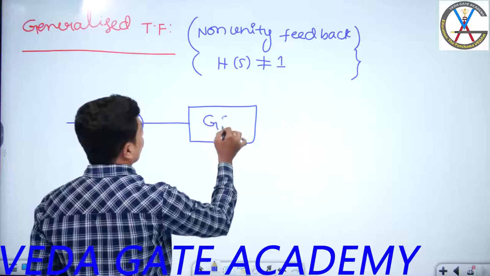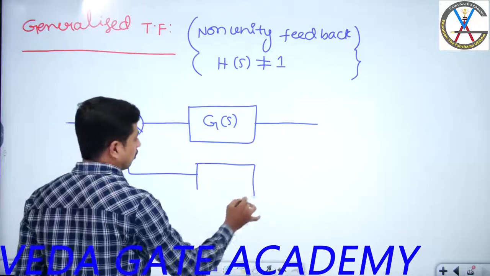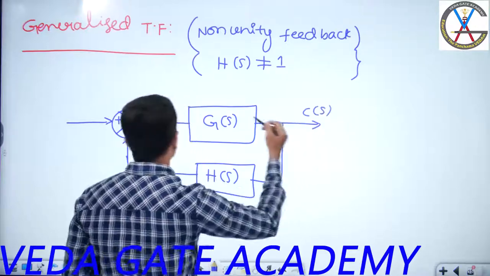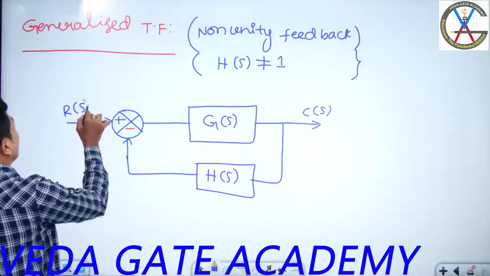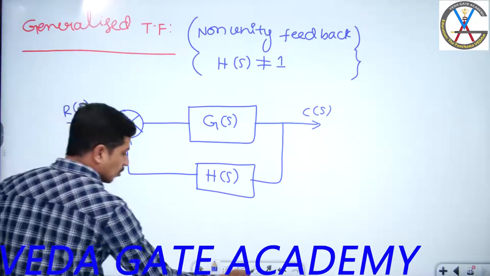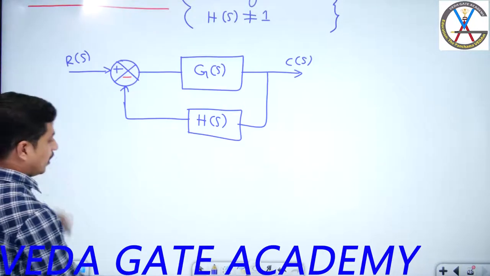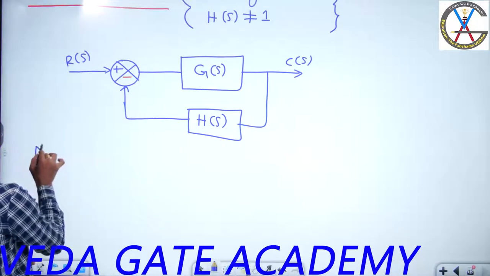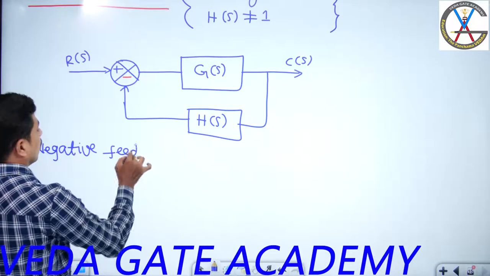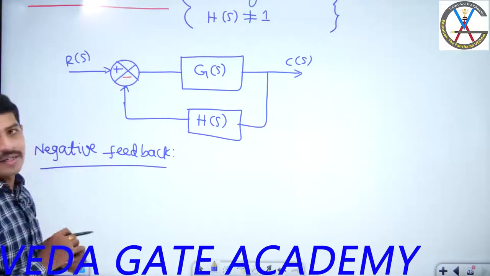This is G of s. This is H of s. C of s and R of s. What we got here? First, let's write about negative feedback. For negative feedback, we already did it. If minus is there here, it is negative feedback.